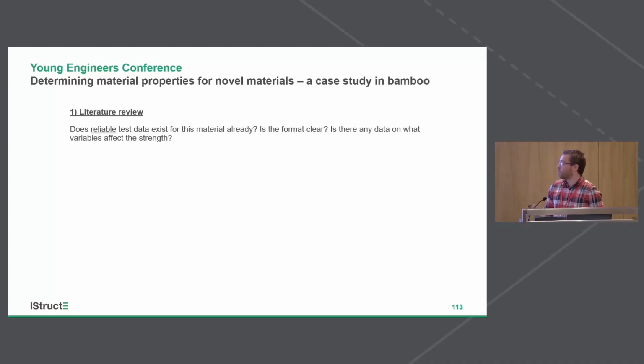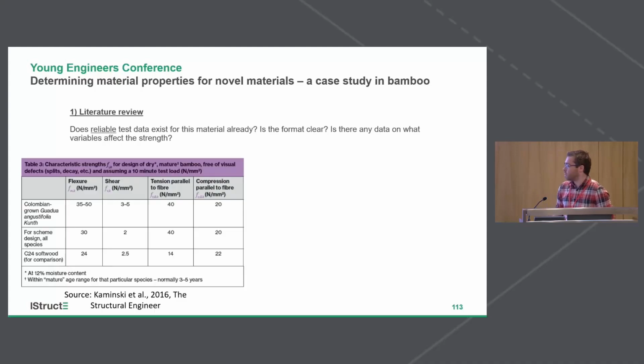And then we also need to know is there any data on what variables affect the strength. With bio-based materials, there are lots of variables that may affect the strength of, say, timber or bamboo, for example, species, but also where that material's from geographically, and maybe even the part of the culm or the tree, its exposure to wind, its age, and so forth.